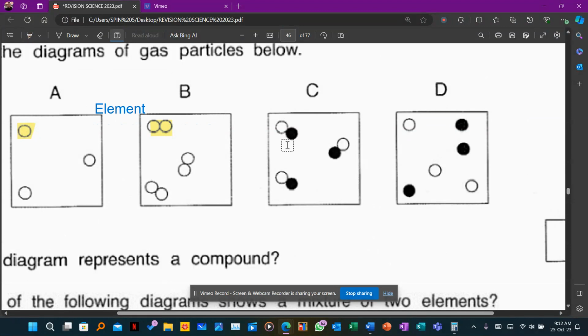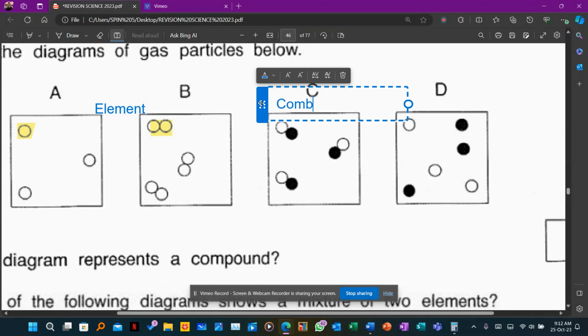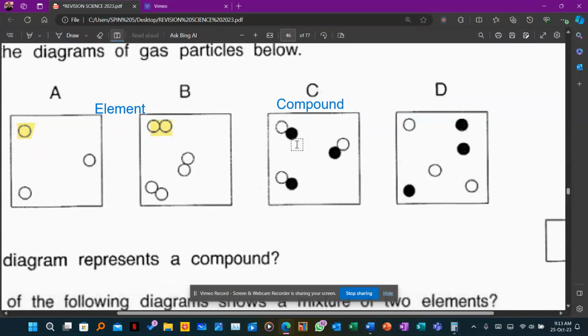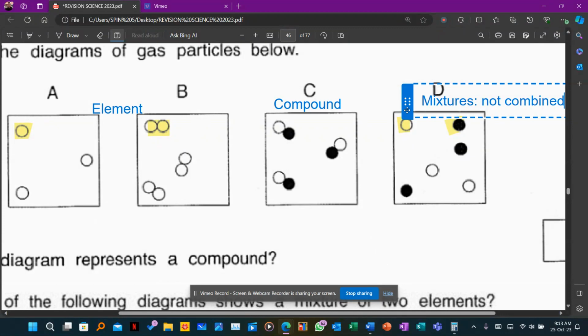Only when it has two different colors like this one, it is a compound, and then they are combined together. What does combined together mean? They are stuck together. And here you can see two different colors, black and white, but they are not stuck together. They are not combined together. So when they are not combined together, they are a mixture. A mixture means it has different colors but is not chemically combined. They're just mixed, literally mixed like that.